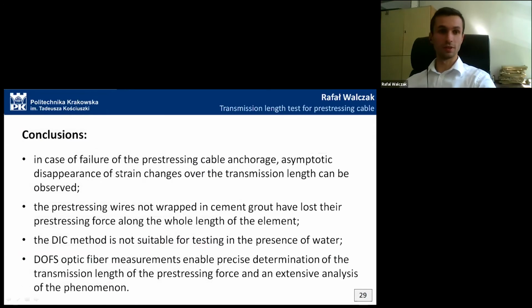And the conclusions from this test: in case of failure of prestressing cable anchorage, asymptotic disappearance of strain changes over the transmission length can be observed. Then the prestressing wires, which were not wrapped, which were unbonded in cement grout, have lost their prestressing force along the whole length of the element. Also, the DIC method is not actually suitable for testing in presence of water, so we neglected this measurement method in further research. And the optic fiber measurements enable precise determination of the transmission length of the prestressing force and extensive analysis of the transmission length phenomena.